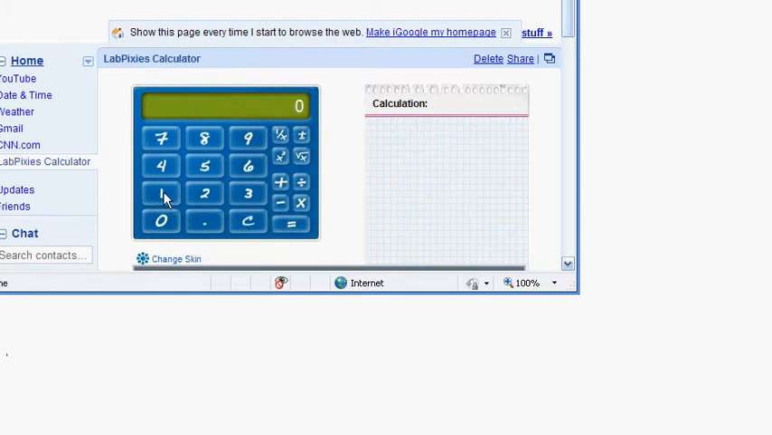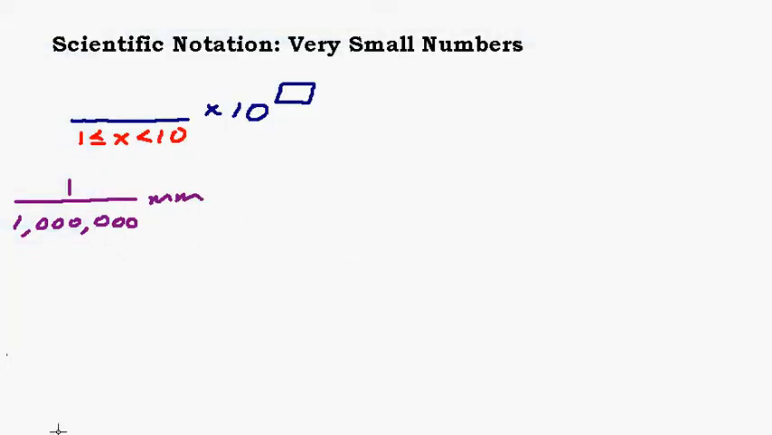We could go 1 divided by 1,000,000. 1, 2, 3, 4, 5, 6 zeros, equals 0.000001. There's actually 5 zeros there. But I do want to talk to you about how you would get this without a calculator, so we can write this down and then talk about it.